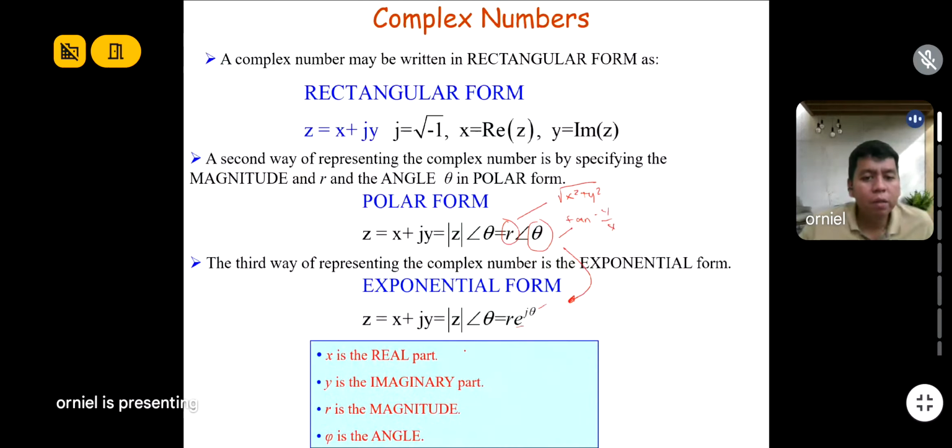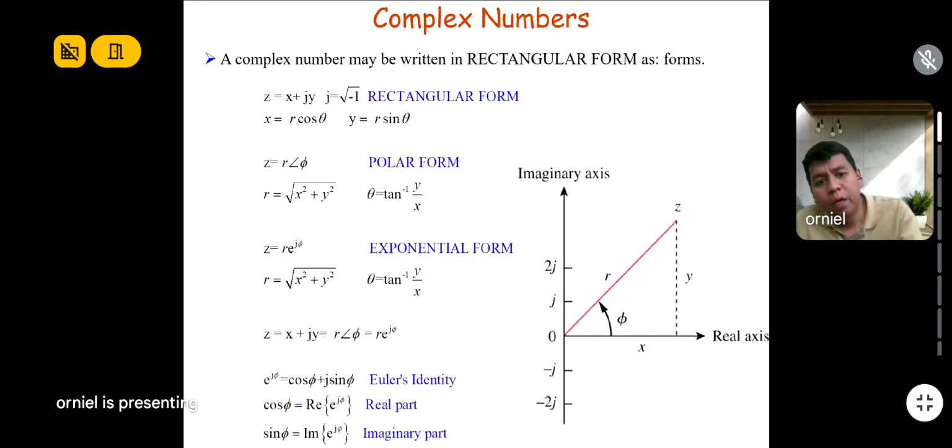Now, as you can see, x is the real part or real number, y is the imaginary part, attached to j. R is the magnitude, and theta is the angle. This is the composition of complex numbers. Now, this is how it is being converted.